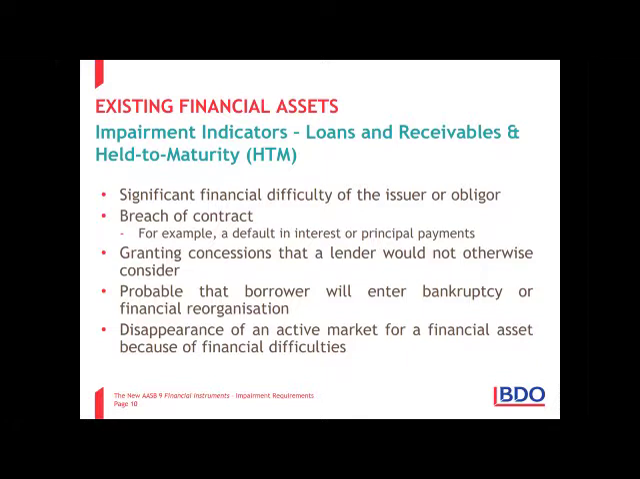Or it could be probable that the borrower will enter bankruptcy or financial reorganization, again an indicator of impairment, or a disappearance of an active market for a financial asset, again because there have been financial difficulties. Now, all of these are only indicators of impairment and say you have to do an impairment test. It doesn't mean it's automatically impaired.